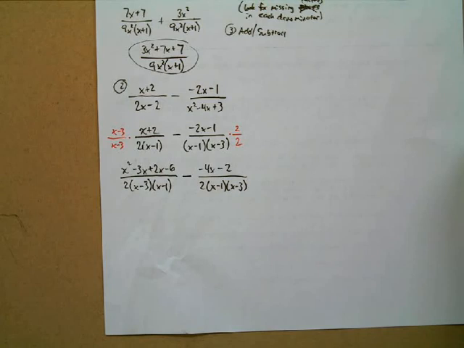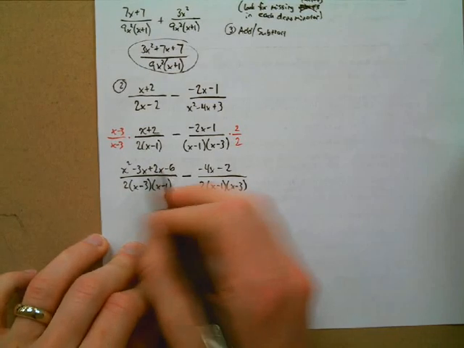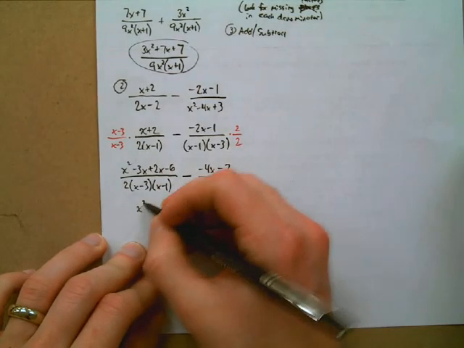Now, we're going to have to subtract here. First, let me combine my like terms up here. I know this is so much writing. Let's see here. Negative 3x plus 2x is minus 1x.